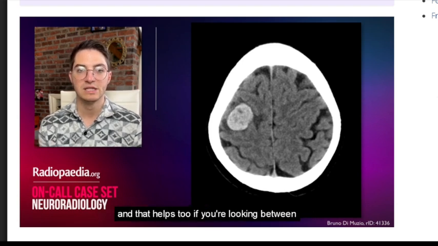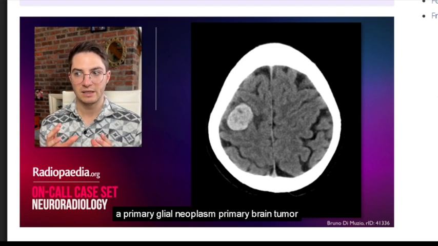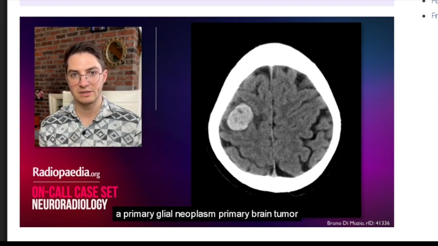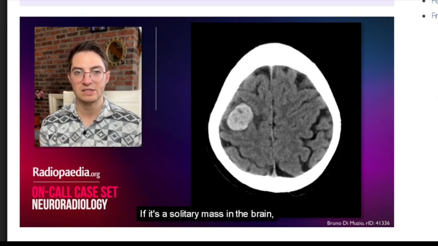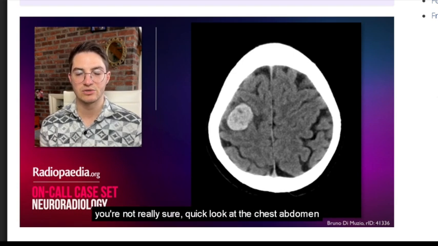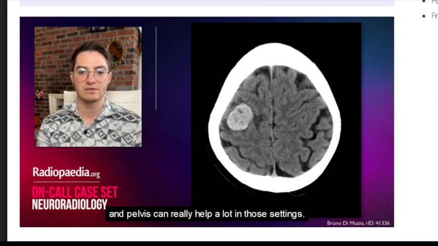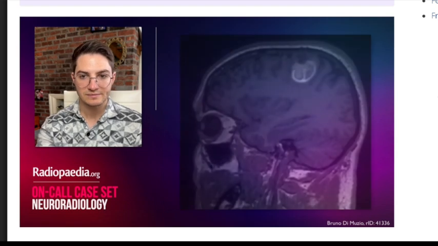And that helps too if you're looking between a primary glial neoplasm, a primary brain tumor, versus a metastatic tumor. If it's a solitary mass in the brain and you're not really sure, a quick look at the chest, abdomen, and pelvis can really help a lot in those settings.